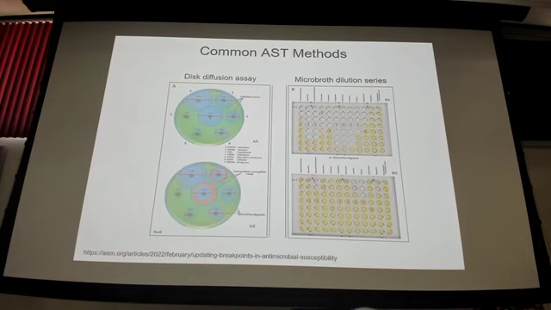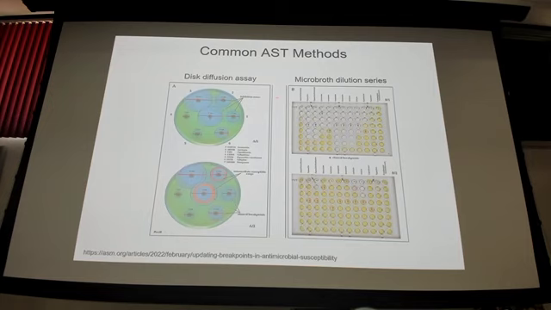Okay. So let's talk about these common methods of generating ASTs. These are two super common methods. There are other methods as well. The disk diffusion assay is one that we'll talk about in the microbiology series. Both of these are common in the United States, in US labs that are well funded. So I've worked in places that have done both of these. Oftentimes you have labs that can do both, not just one of these different methods.